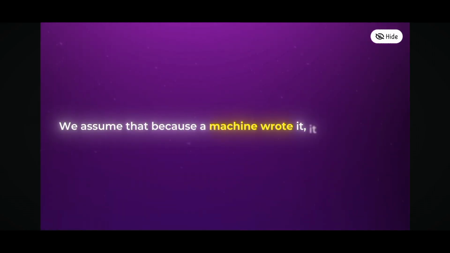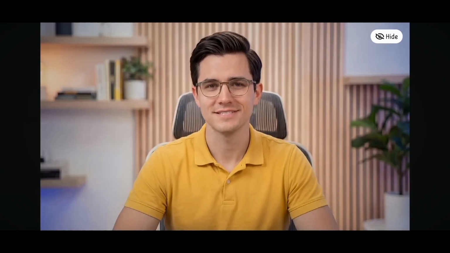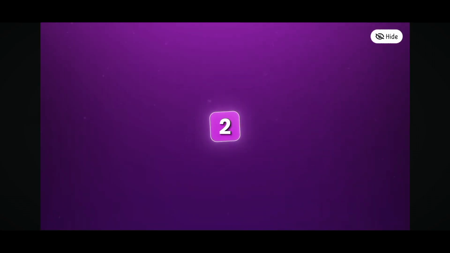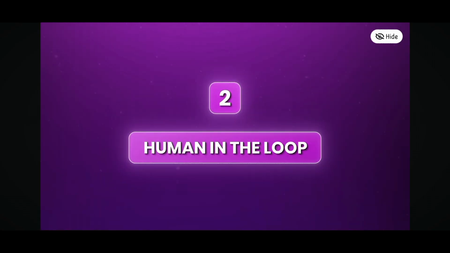But this creates a dangerous habit. We assume that because a machine wrote it, it must be true, and that is exactly the mistake Module 2 teaches you to avoid. Module 2 introduces what Google calls human in the loop, and it's the difference between outsourcing your thinking versus collaborating with a tool.